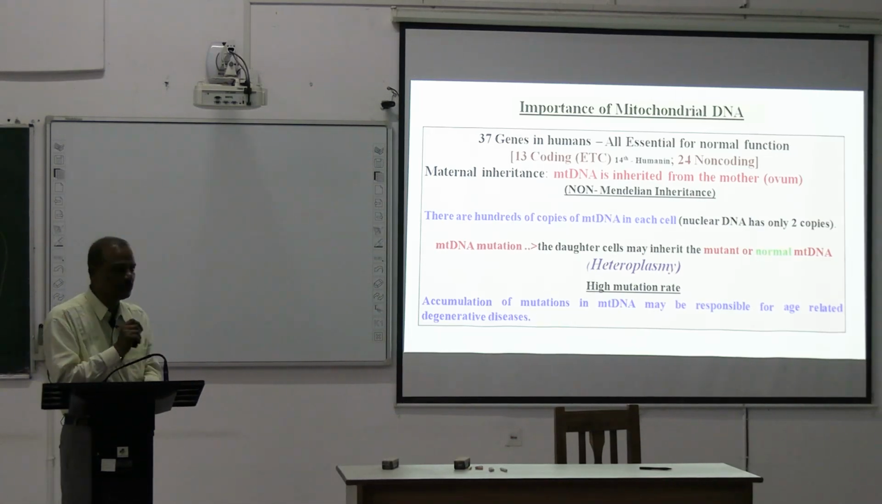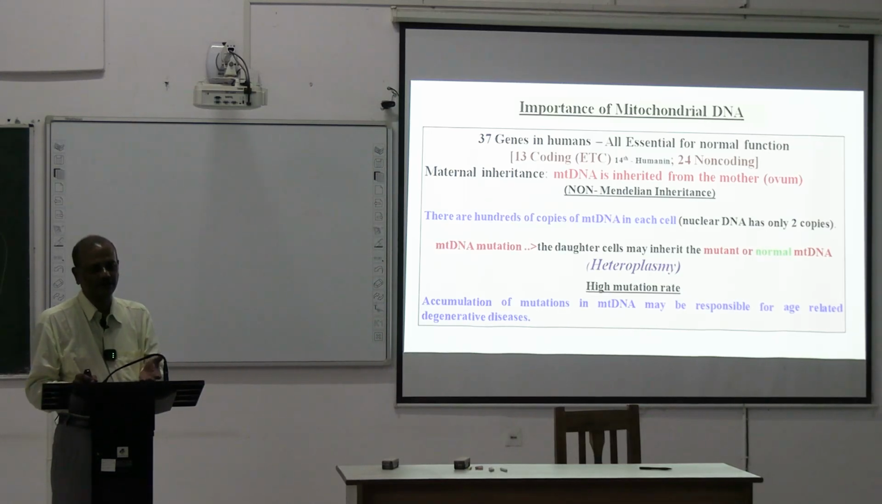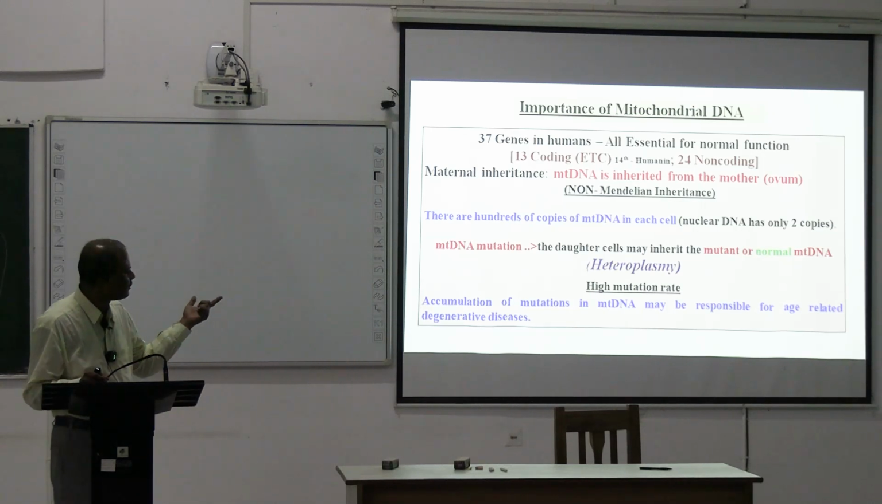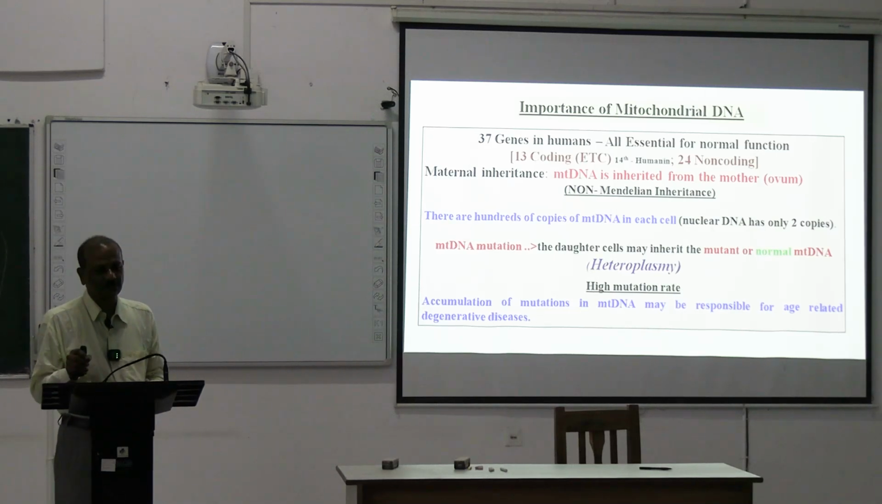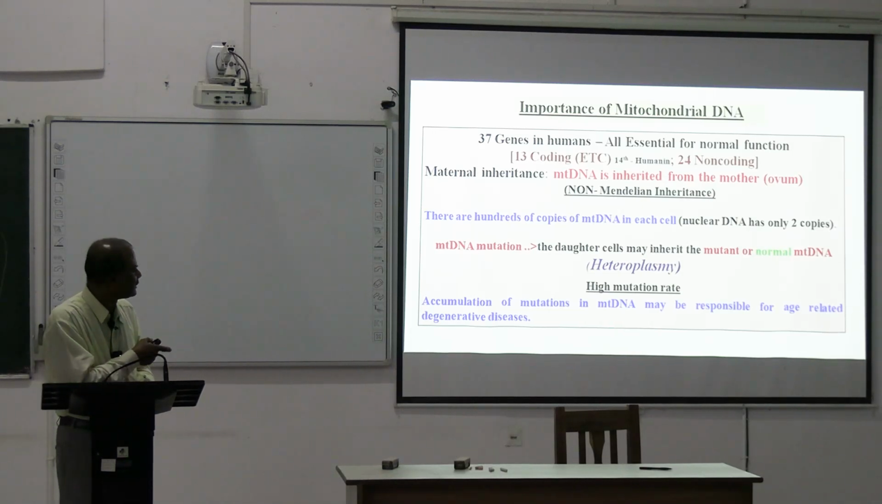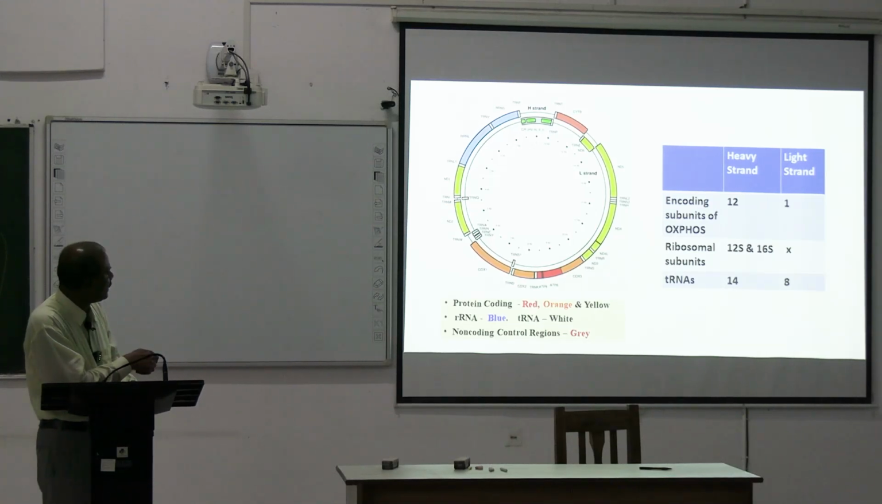So there are 100 copies of mitochondrial DNA and they are also supposed to get mutations. Since they are randomly distributed, there is a chance that a cell might have a normal mitochondria or a mutated mitochondria, and that is what is called heteroplasmy. And because of the accumulation of mutations over a period of time, aging or age-related diseases also occur because of the mitochondrial mutation. Next. So this mitochondria has two strands, one is the H strand, one is the L strand.